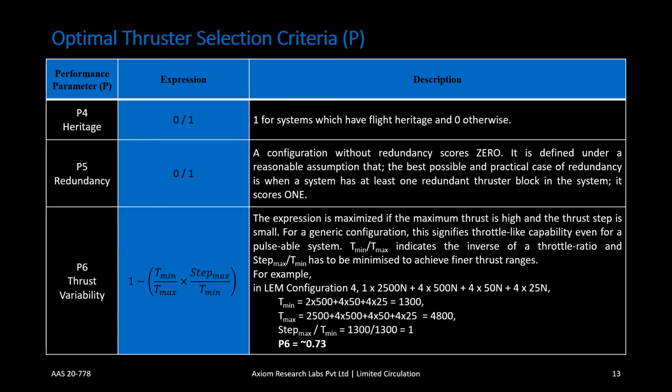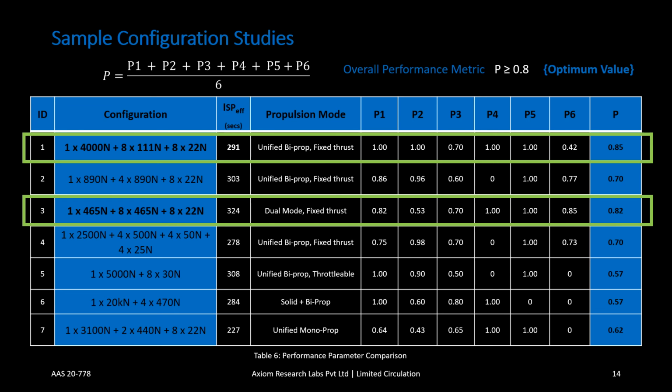And finally, there's a thrust variability metric. It is a joint metric for throttleability as well as the fineness of control. Tmin to Tmax is a ratio which indicates throttleability, and step max refers to the finest thrust step that could be put in the system. So if you have a 22 Newton step that you could take in your design, that refers to the fineness of control, which is divided by the ratio of the minimum thrust. So finally, the average of all these P1 to P6 is considered as an overall performance metric.